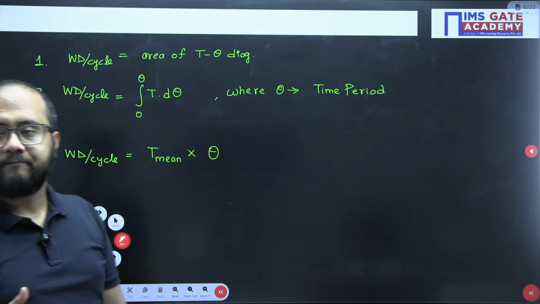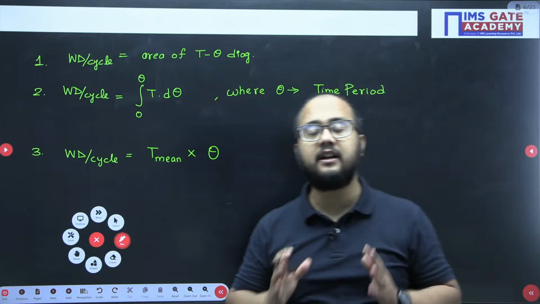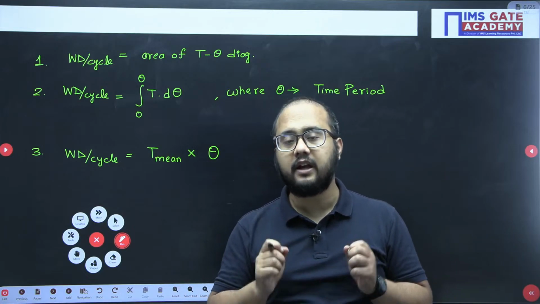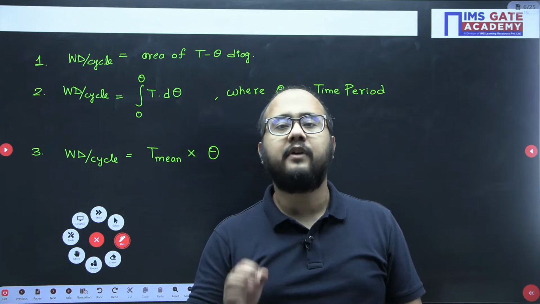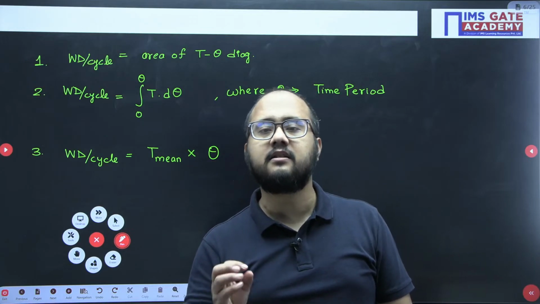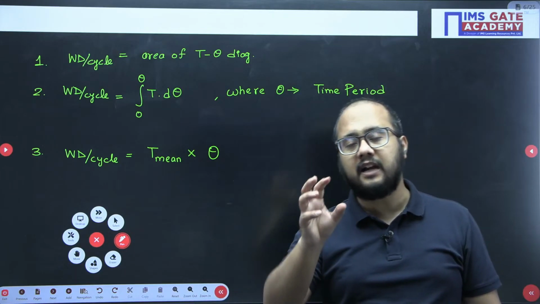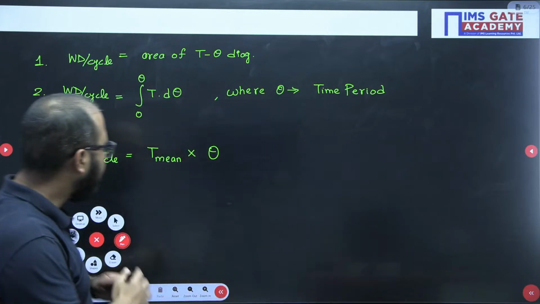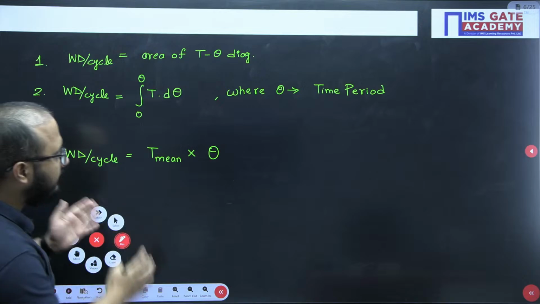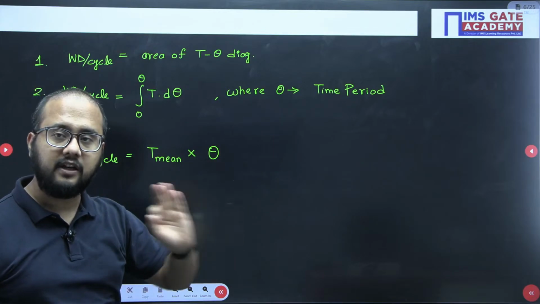Because whatever the energy the engine is producing, we are assuming that that will be sufficient to run the engine. Whatever the total amount of energy the system is producing, we are assuming that that much amount is sufficient to run the engine. So whatever the work done per cycle will be, it will be equal to mean torque into theta. Theta is our time period. Again, this is a very important point.